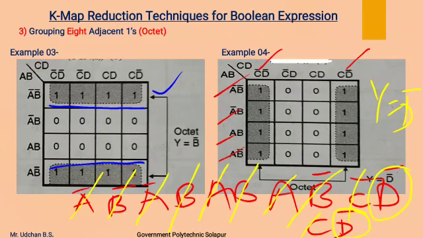So this is how we learn how to make a pair, how to make a quad, how to make an octet to reduce the given Boolean expression using K-map.